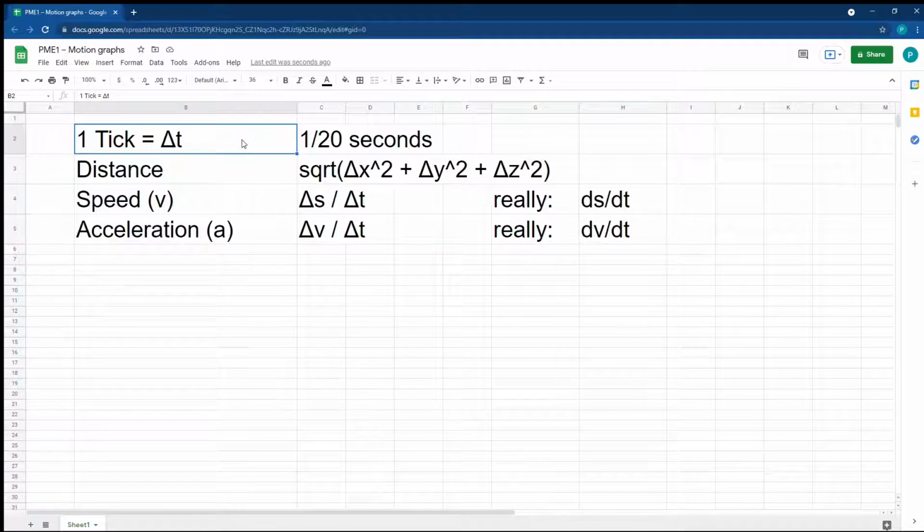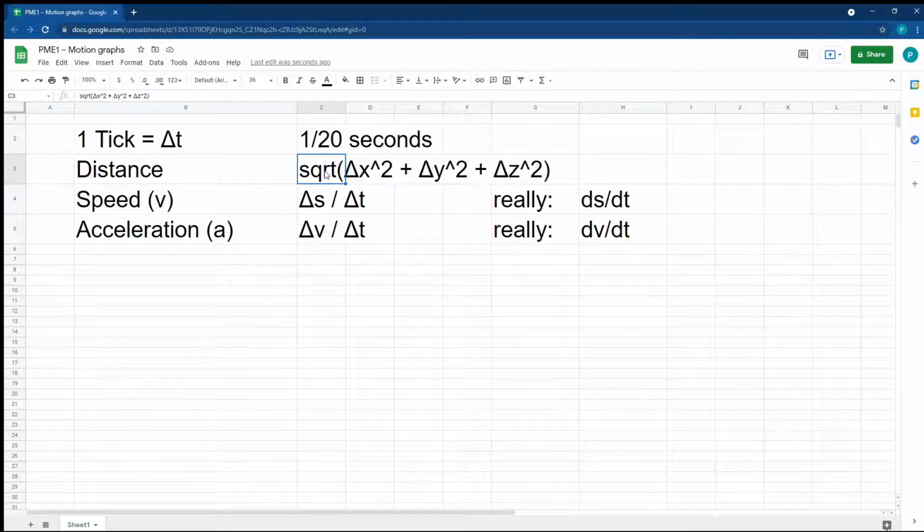To calculate the distance, we will use the Pythagorean theorem in 3 dimensions. So we will have to find the differences of the x, y, and z coordinate between two ticks, square them, add them together, and then take the square root.